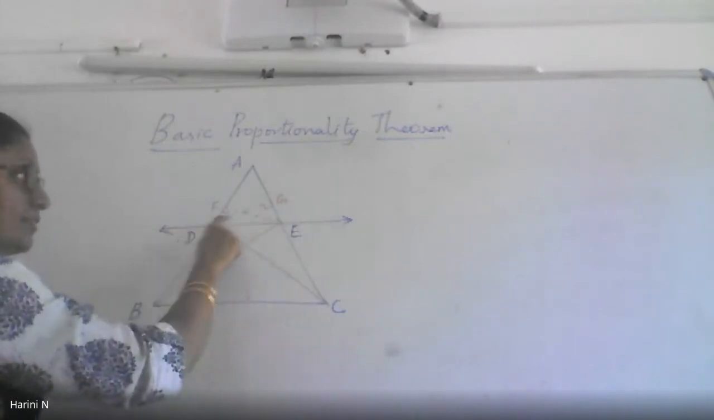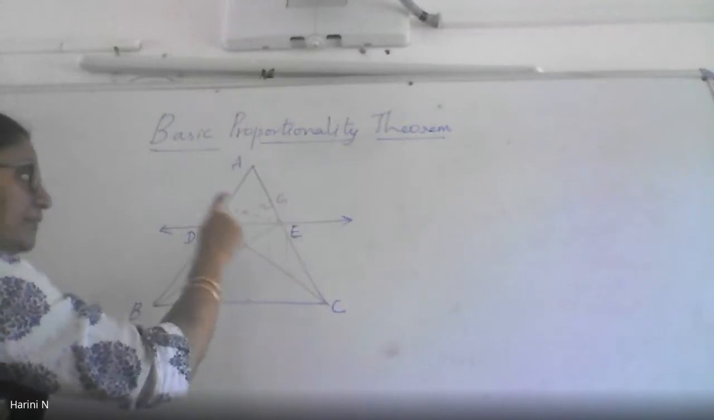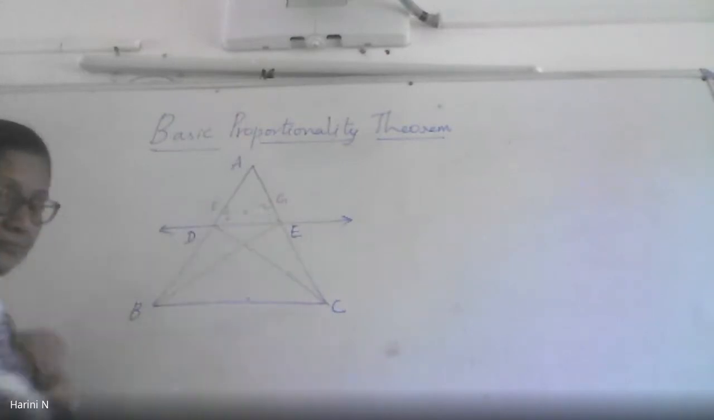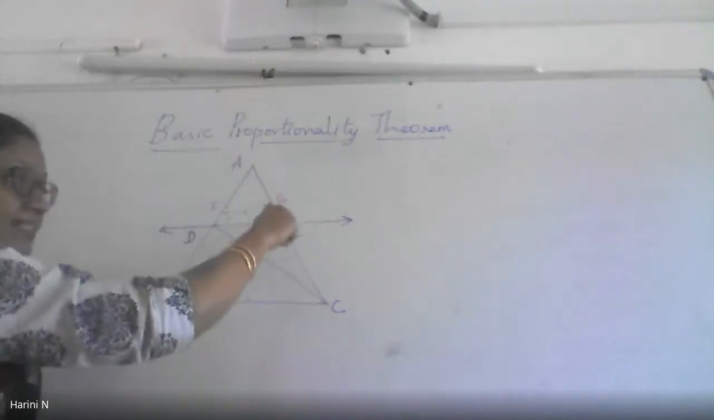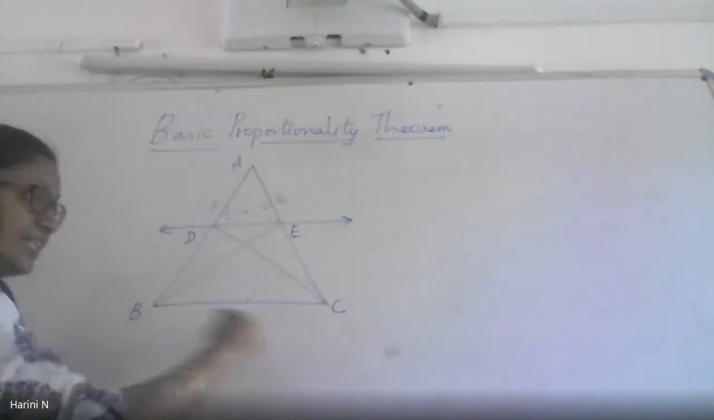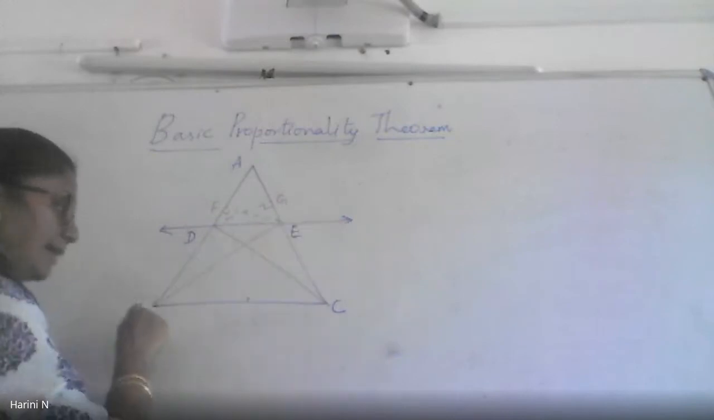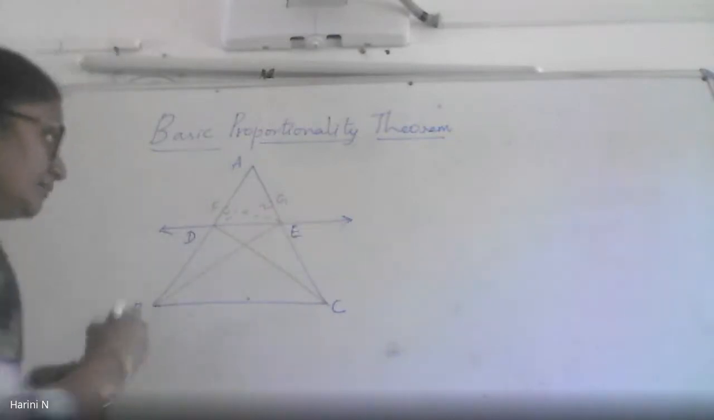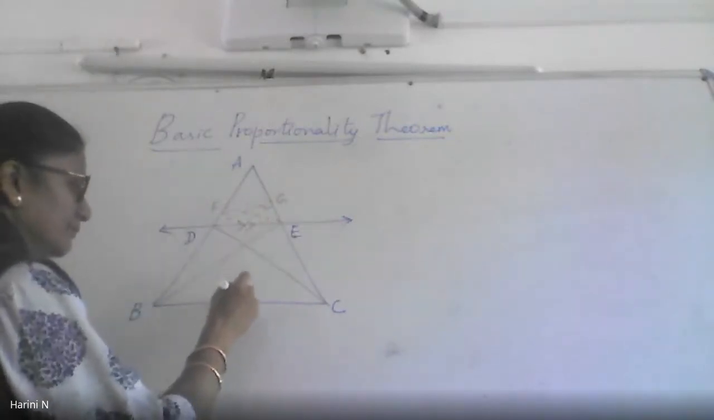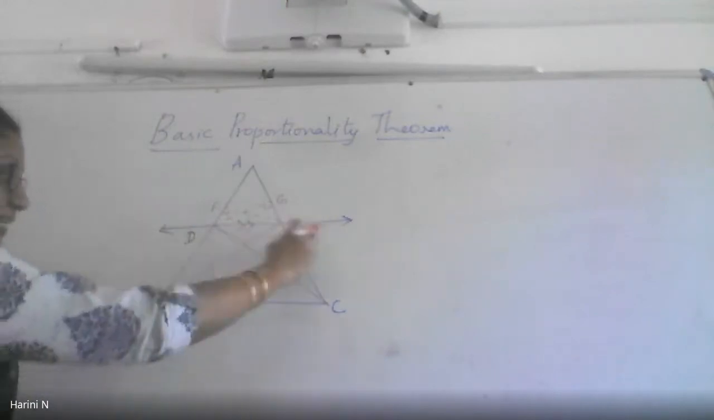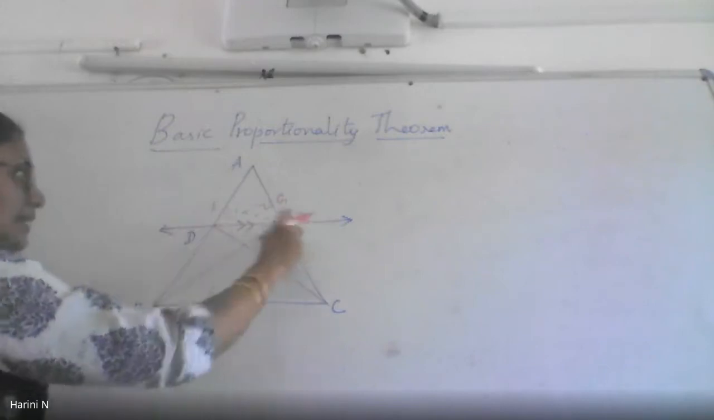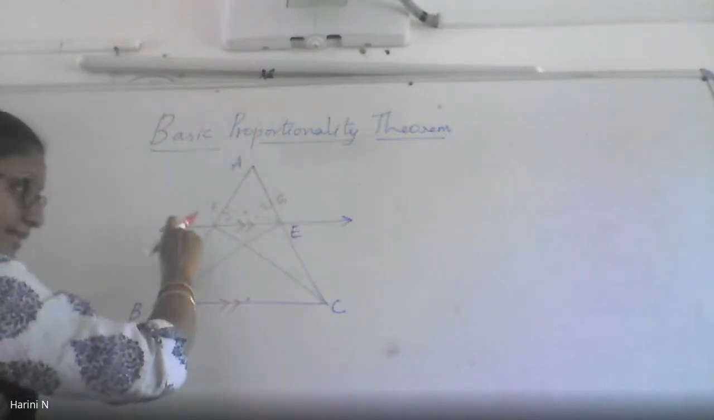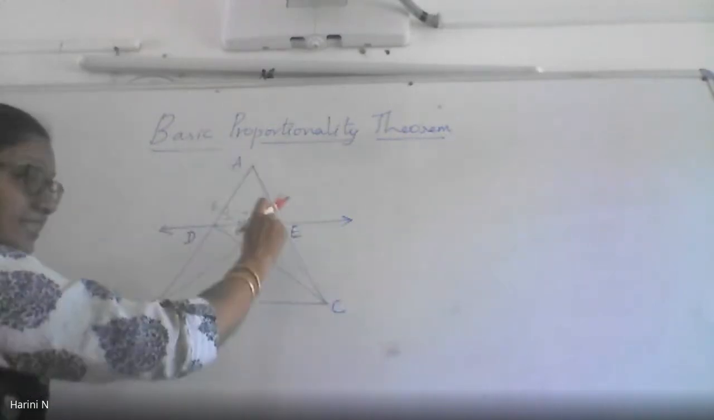So it is intersecting the other two sides at distinct points, two different points. Which are the points of intersection? The points of intersection are D and E. Alright, so it is intersecting AB at D and AC at E. So if I draw a line parallel to one side of a triangle, those are the two parallel lines. DE is parallel to BC, in such a way that the line DE intersects AB at D and AC at E.